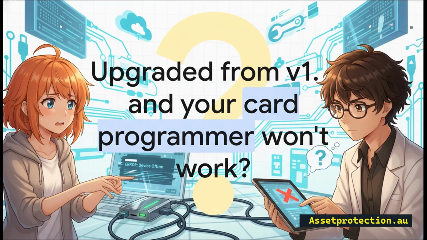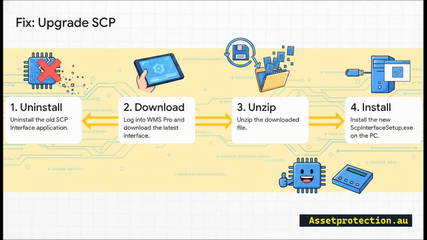If that sounds familiar, don't panic. There's a really easy fix. The problem, 9 times out of 10, is an outdated piece of software on the local computer called the STP interface application. All you need to do is upgrade it. Here's how, step by step. First, uninstall the old version from the computer. Second, log back into WMS Pro and head to the Card Programmers page. Third, select your programmer and hit the download button. Fourth, once it's downloaded, unzip that file. And last, step 5, just install the new setup file you just unzipped. Do this on every single PC that has a card programmer, and you'll be back in business.